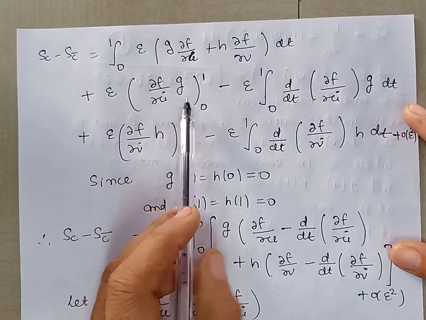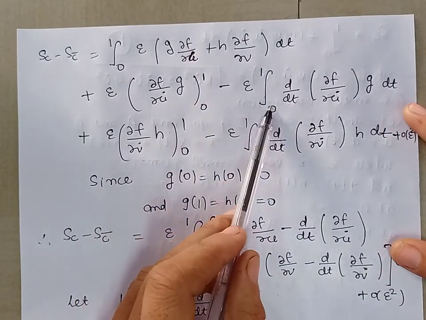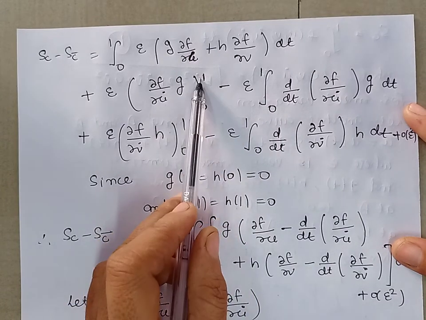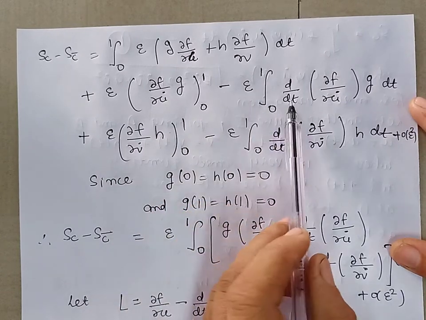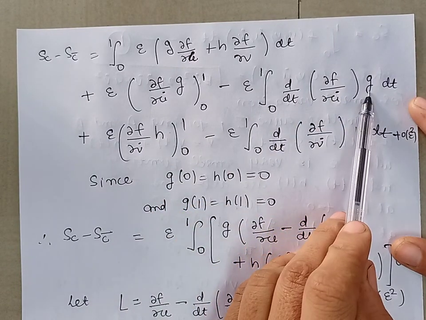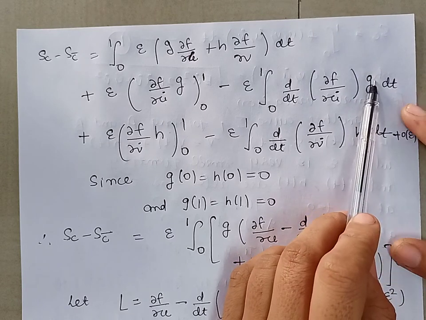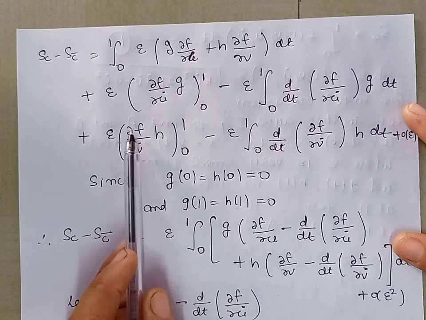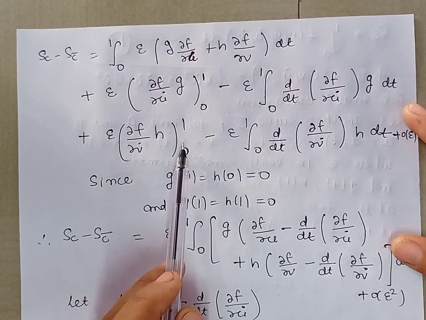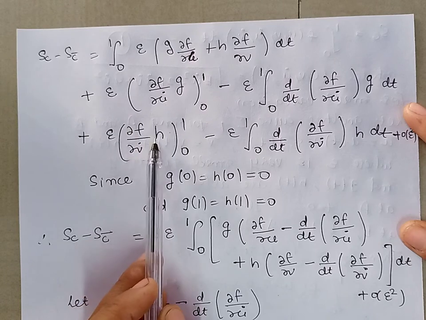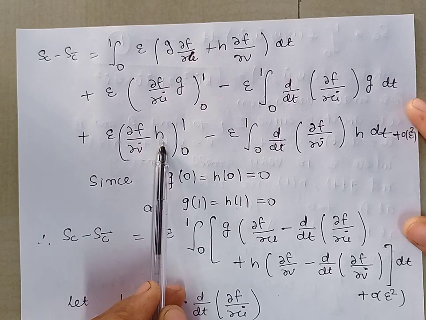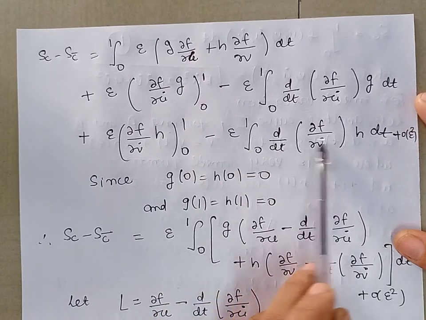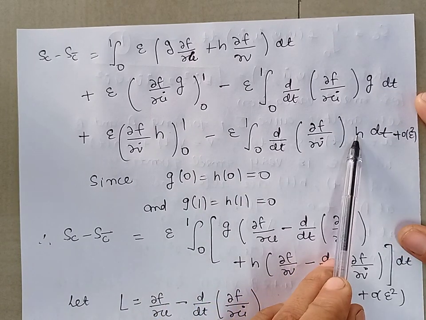Now in the second part we have used integration by parts. First function as it is, integration of second between the limits 0 to 1, minus integral derivative of first function, integration of g dot, which is g. In the same way we have used integration by parts for the product of the terms ∂f/∂v dot and h dot. So first function as it is, integration of h dot, which is h, between the limits 0 to 1, minus integral derivative of first, integration of second.